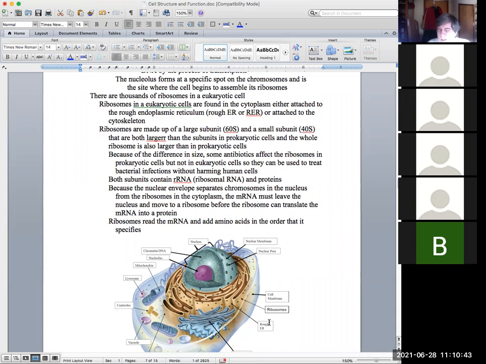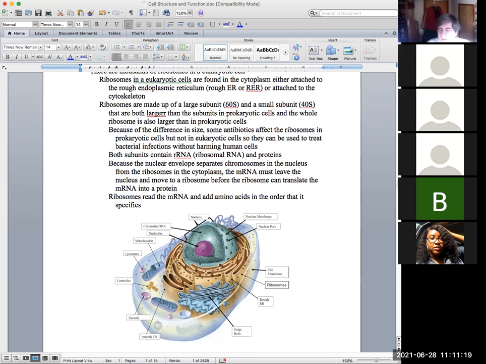Or ribosomes can be attached to something we'll talk about a little bit later called the cytoskeleton. Cyto means cell, skeleton, just like you, that's the framework of the cell, just like the skeleton is the framework of your body. So ribosomes can either be attached to the cytoskeleton, or ribosomes can be attached to the endoplasmic reticulum. Now, it doesn't really matter which they're attached to. Either way, they make proteins.